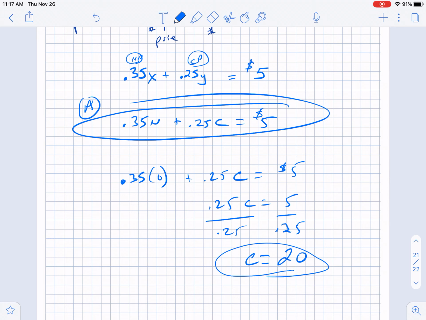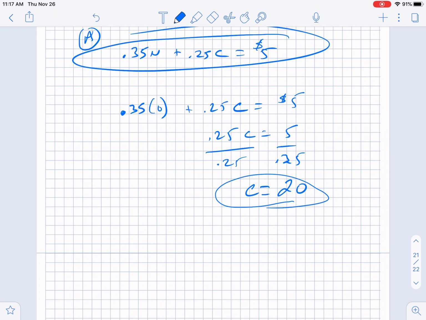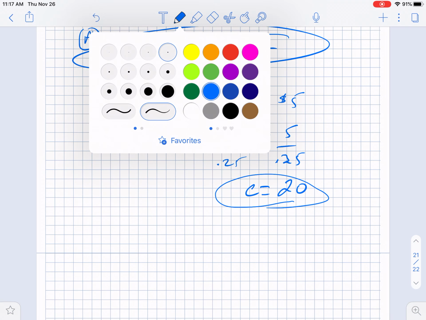I can do the same thing. And by the way, you are finding the x-intercept if y equals 0 and the y-intercept if x equals 0. So you're finding the c-intercept if n equals 0, and you're finding the n-intercept if c equals 0. So I do it again, 0.35.